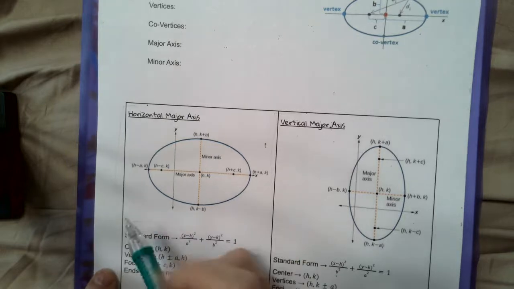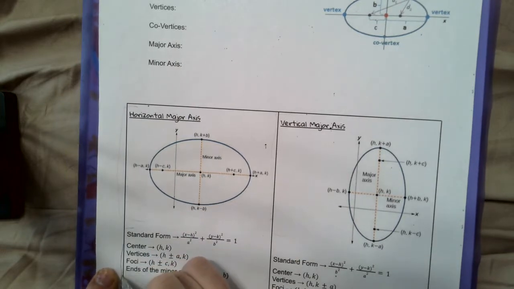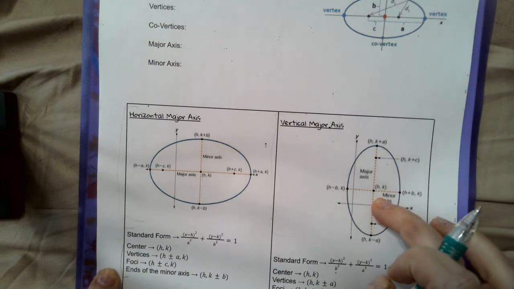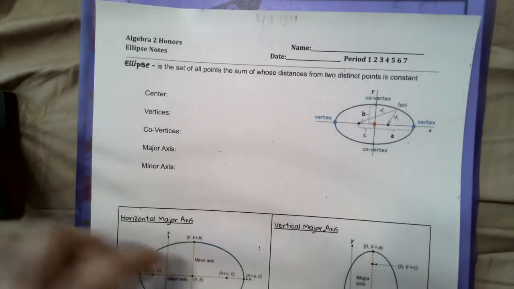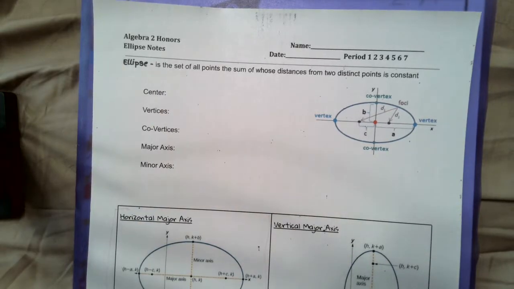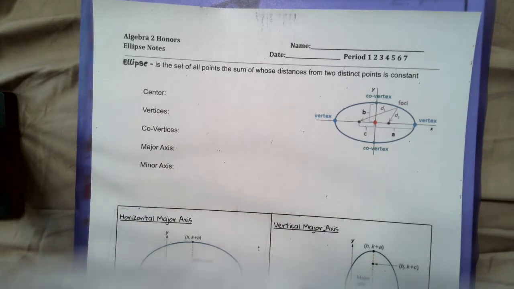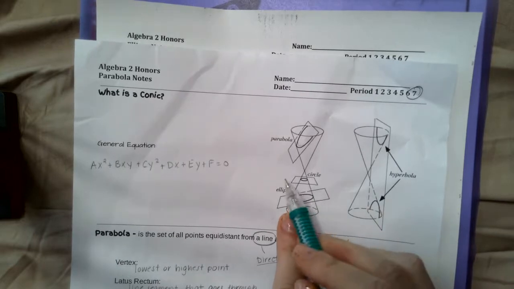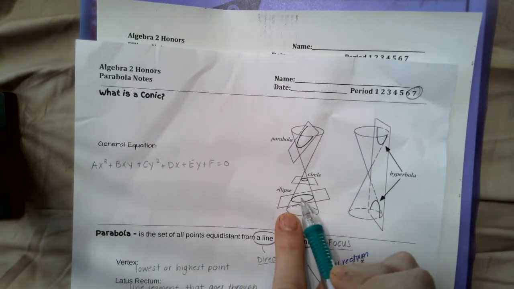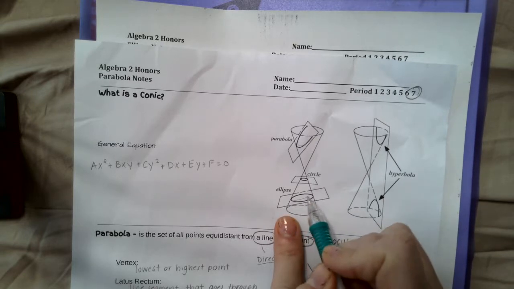So this first set of information is for horizontal and it looks like this. And this second set of information is for vertical and it looks like this. Okay, so an ellipse. We're talking about if we were to cut the cone and instead of going straight horizontal, we're going to go on an angle. So it makes it so that one part of the circle is longer than the other. So it makes an oval.